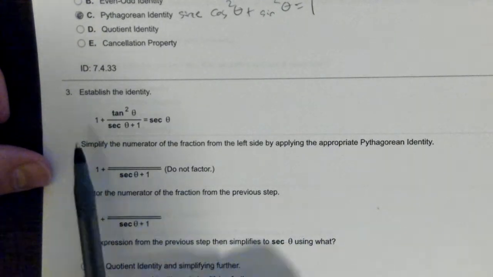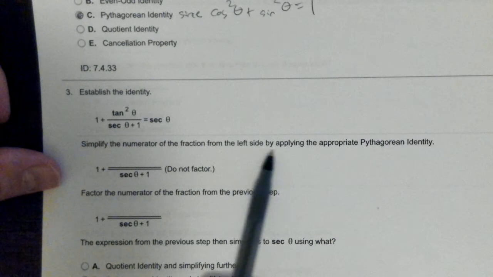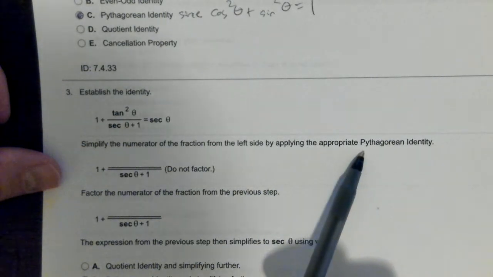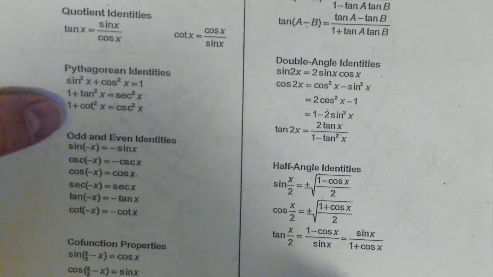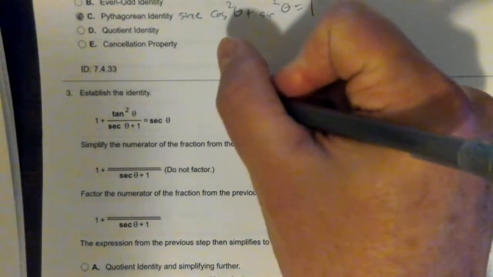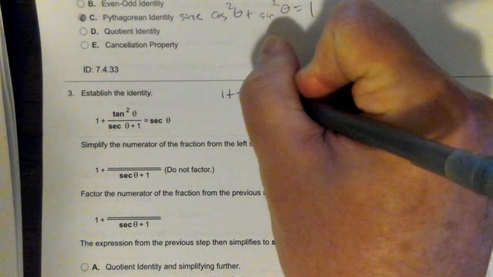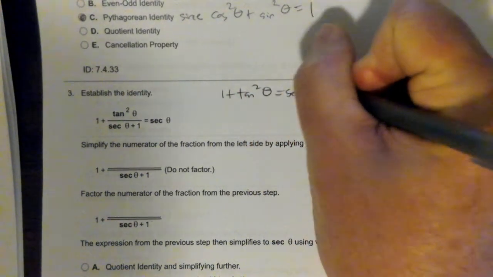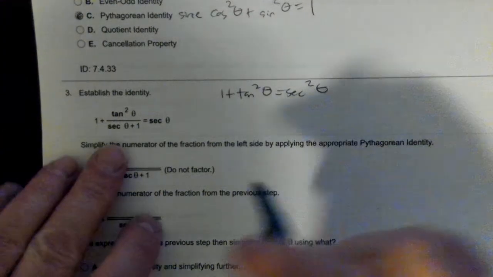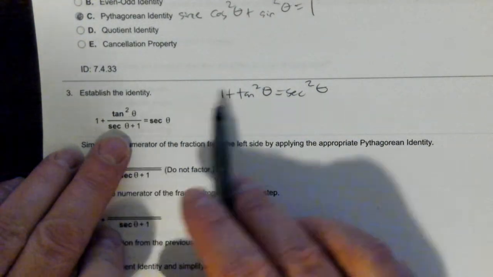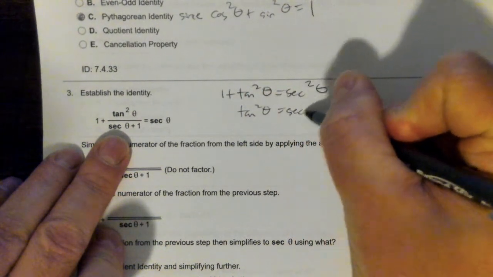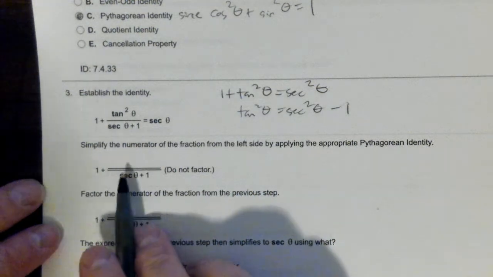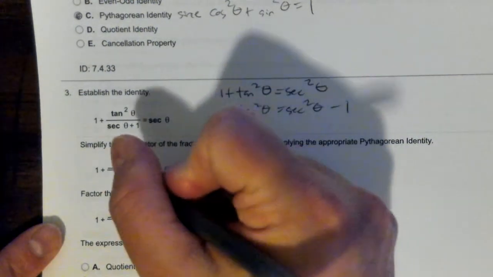Okay, on this next one we have simplify the numerator by applying the appropriate Pythagorean identity. So our Pythagorean identity involving tangent is this. It's 1 plus tangent squared theta equals secant squared theta. And so now to solve for tangent squared, we subtract 1. So we get tan squared theta equals secant squared theta minus 1. And that's actually what we want right there.